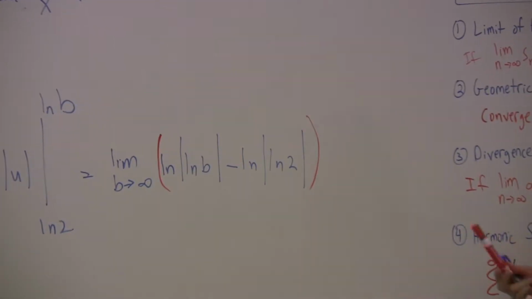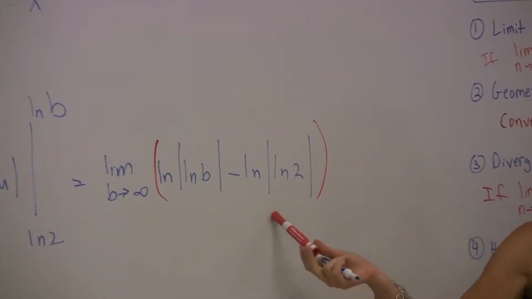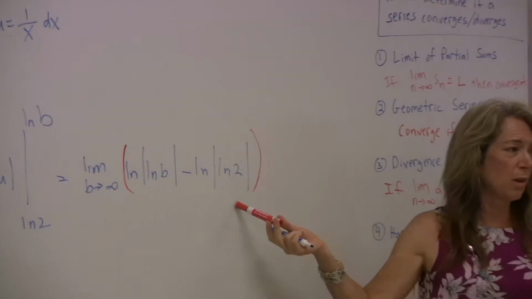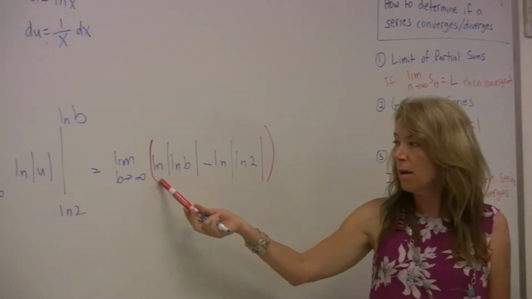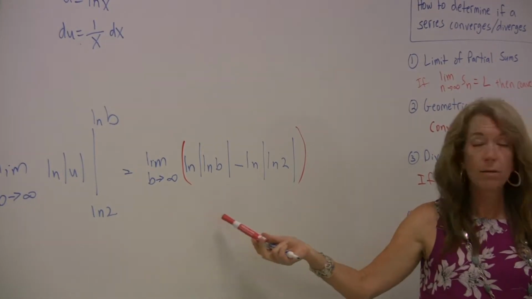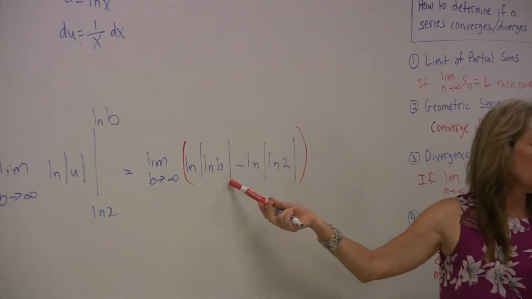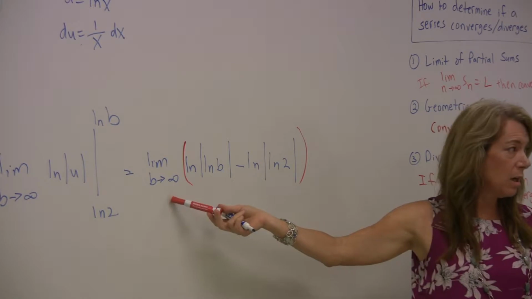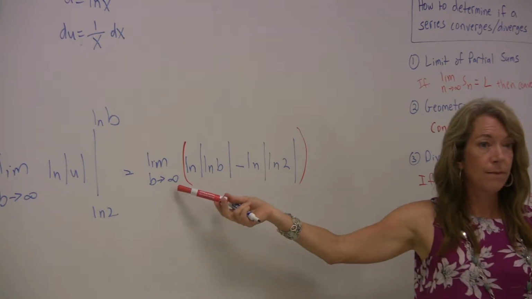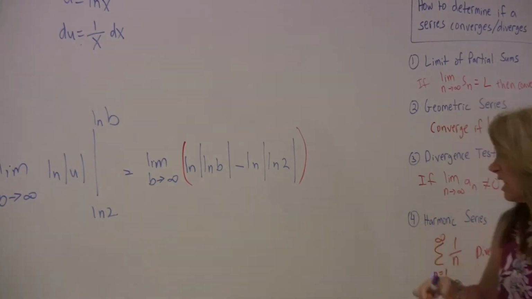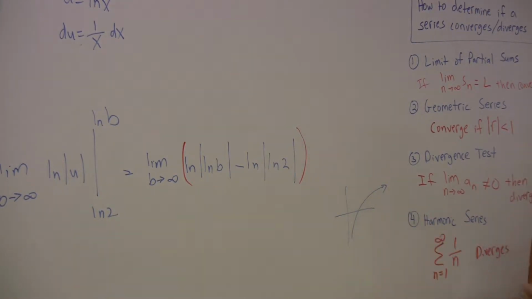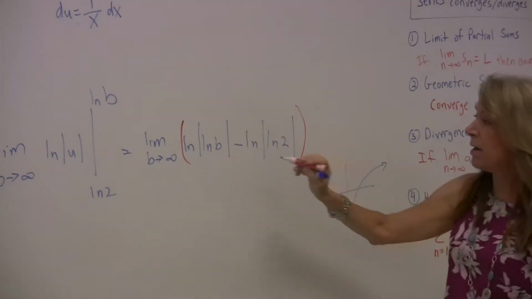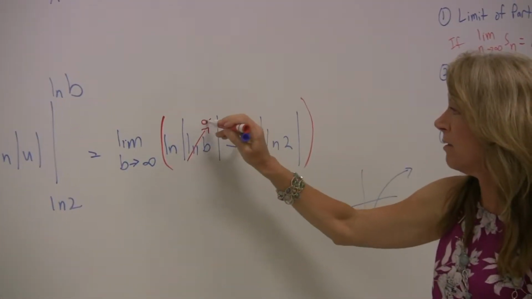So as b approaches infinity, this is just a number. I can punch that into my calculator, the natural log of the natural log of 2. That's just a number. I'm not worried about that. So I'm really concerned with what happens here. What happens to the natural log function as you approach infinity? It's divergent. Yeah, the natural log function looks something roughly like this. As you head out towards infinity, the natural log heads towards infinity. So this part right here heads to infinity.